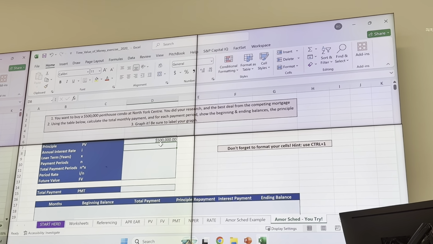Now, what is the interest rate? Using the table below, calculate the total monthly payment for each payment period. Show the beginning and ending balance and the principal, graph it, and be sure to label it. So the interest rate, suppose you assume 2.99%. You input it; it will be given in the question. And you assume 2.99% will remain constant.